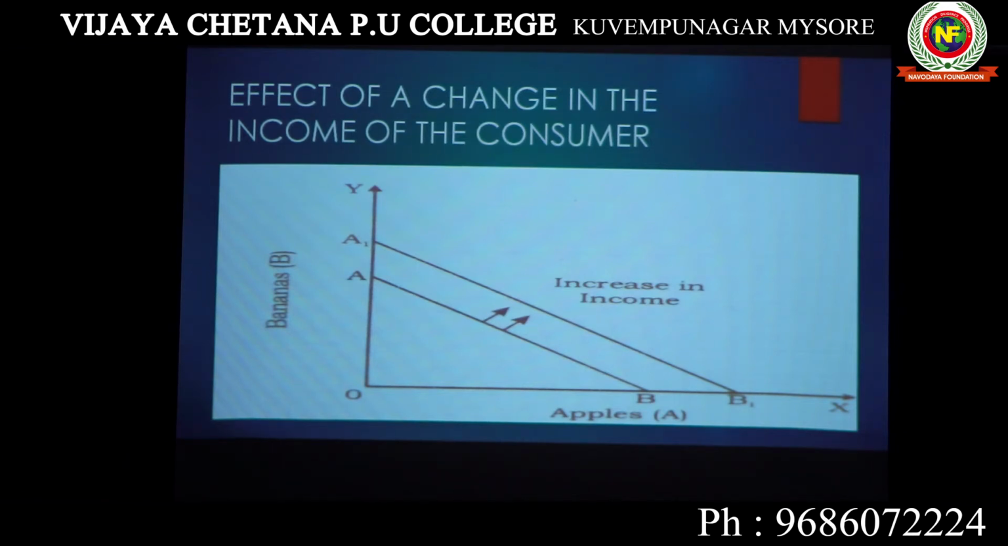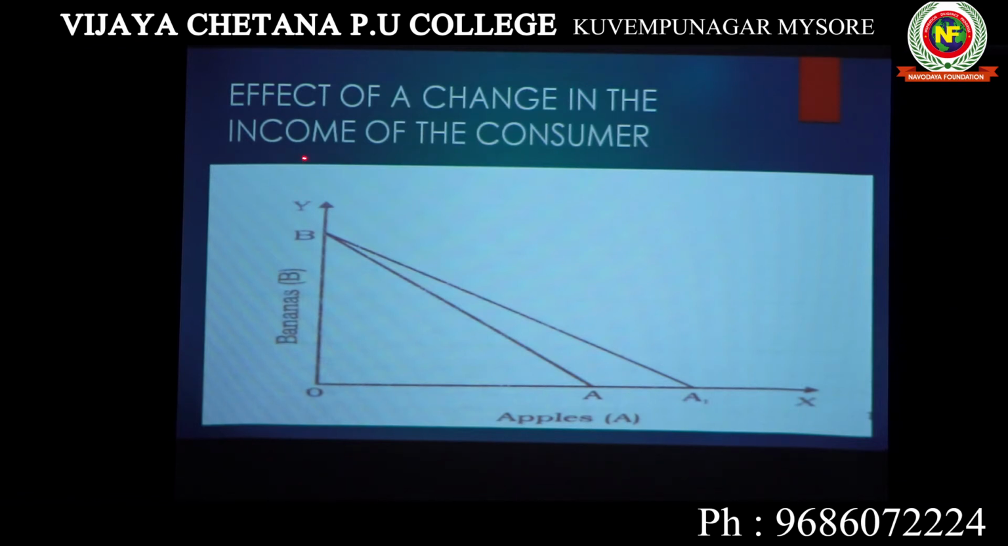Budget line means the locus of all combinations of two goods whose expenditure is exactly equal to or less than the consumer's income. Budget set means combinations of two goods that a consumer can purchase. There is no difference between opportunity set and budget set. If the budget line shifts rightward, his income has increased. If it shifts leftward, his income has decreased. Now let us move forward.